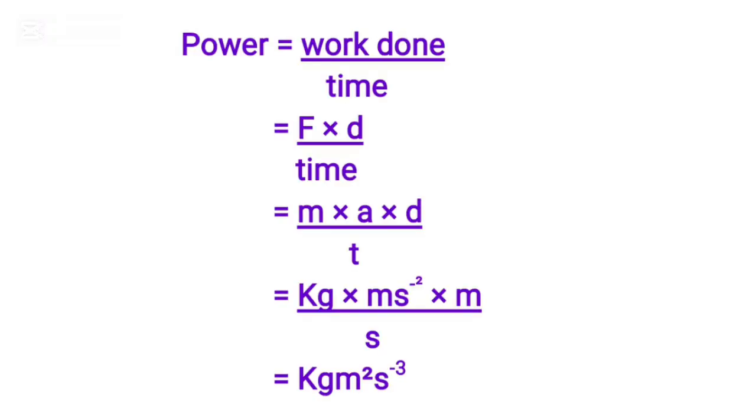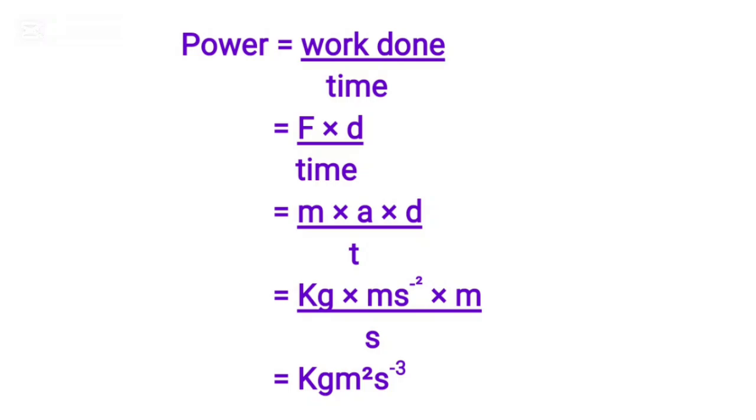Then we have power. Power is the rate of doing work, and that is work done divided by time. Work done is force times distance. Force times distance divided by time. And force is mass times acceleration. That means we are going to have mass times acceleration times distance divided by time. Putting the unit of all these quantities together, we have kilogram multiplied by meter per second square multiplied by meter divided by second. And that will give us kilogram meter square per second cube.